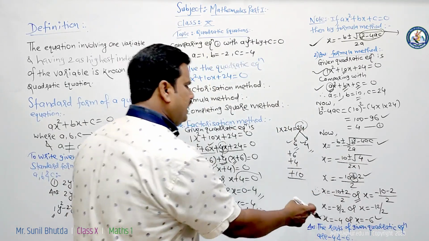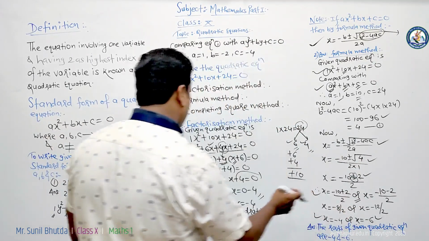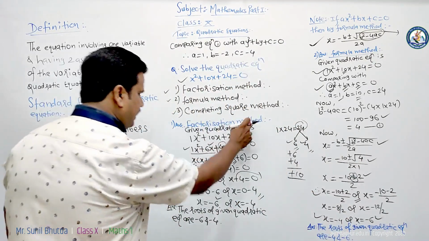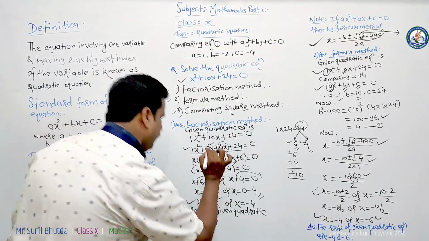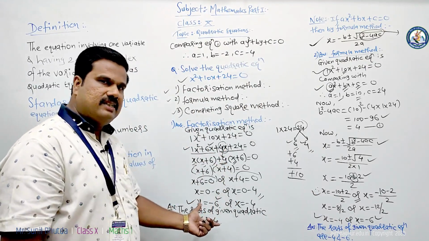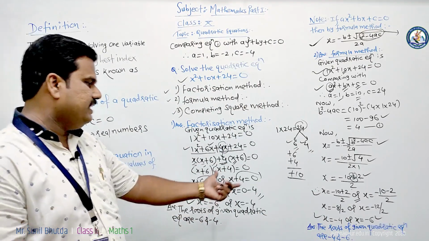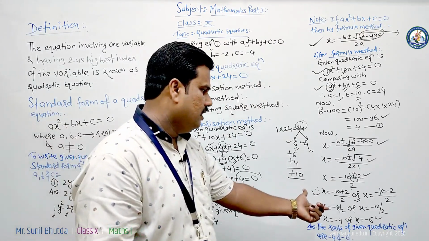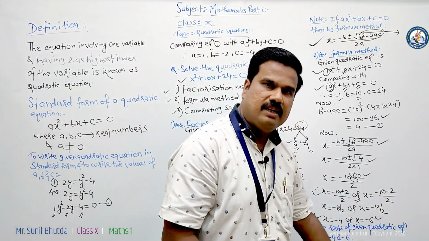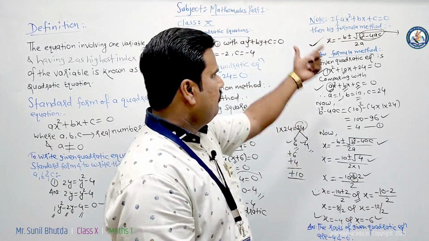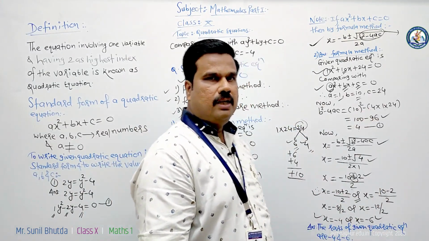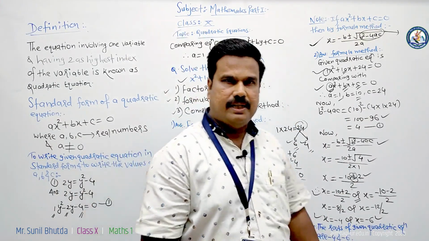We are getting the same answer as we got by the factorization method. See, both the methods. Here the answer is also x equal to minus 6 and x equal to minus 4. Here I am getting the same answer. Therefore, this is the formula method to solve the given quadratic equation.